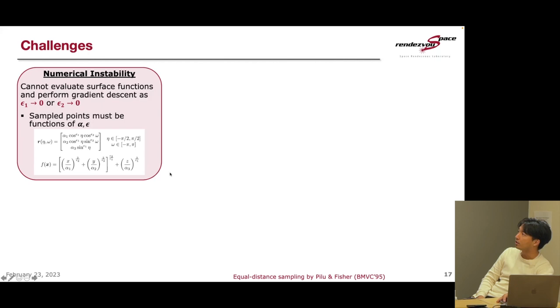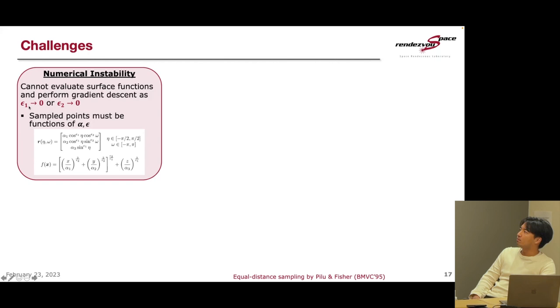The problem is that epsilon going to zero means we're going to have very sharp edges in our superquadric, and that's actually very common geometry in satellites. Especially if you think about the CubeSats that are becoming more and more popular, and CubeSats are basically made entirely of cubes. So it would be sad to not be able to use epsilon equals zero.